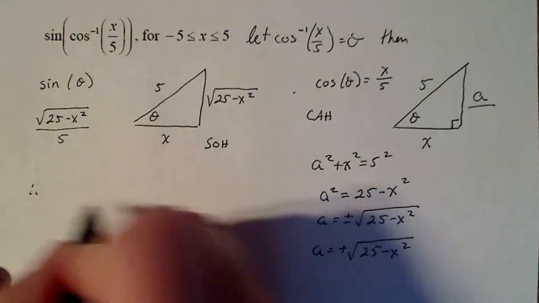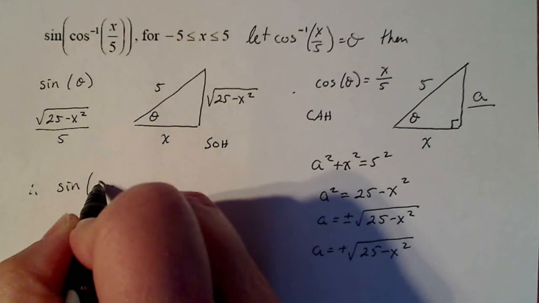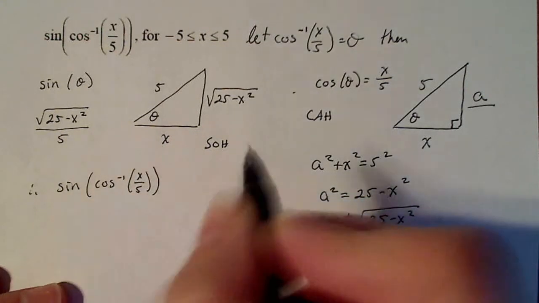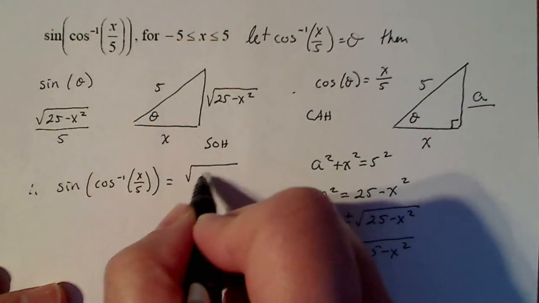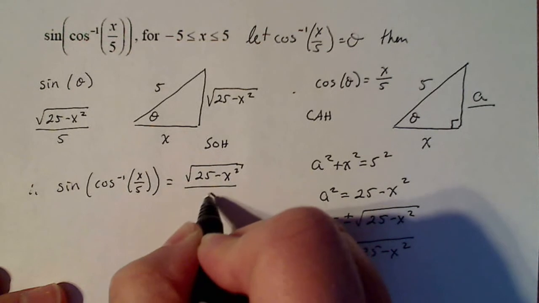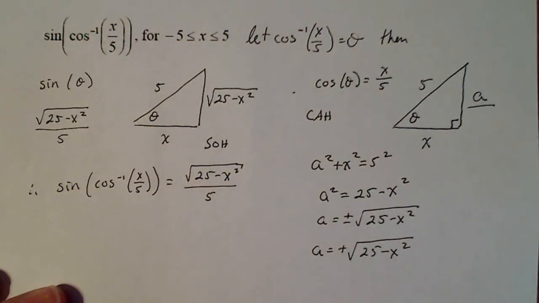So in the end, I can simplify the sine of the cosine inverse of x over 5 to be something that doesn't have a trig function in it at all, which is pretty miraculous. I think that's pretty cool. Square root of 25 minus x squared over 5.